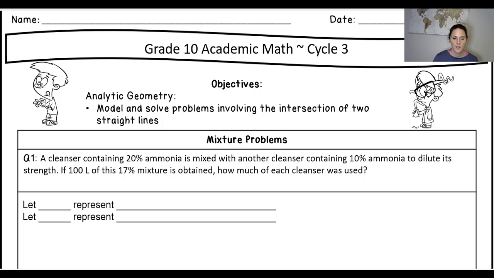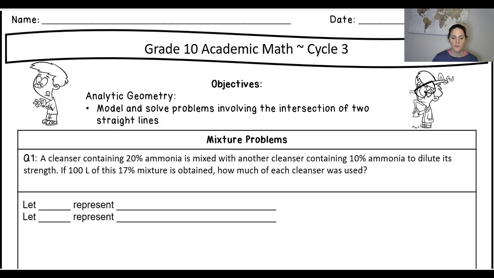Question number 1. A cleanser containing 20% ammonia is mixed with another cleanser containing 10% ammonia to dilute its strength. If 100 liters of this 17% mixture is obtained, how much of each cleanser was used?